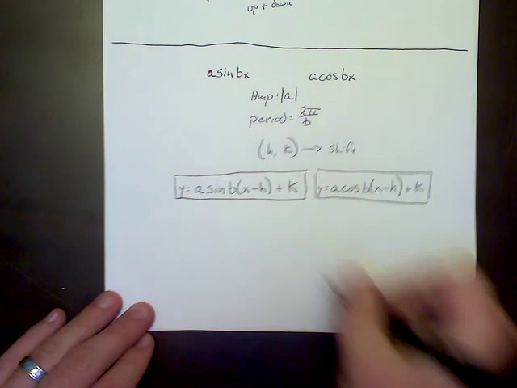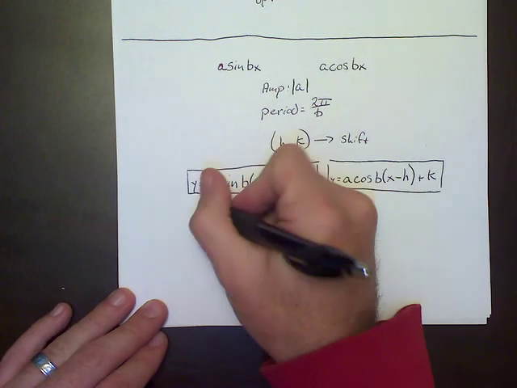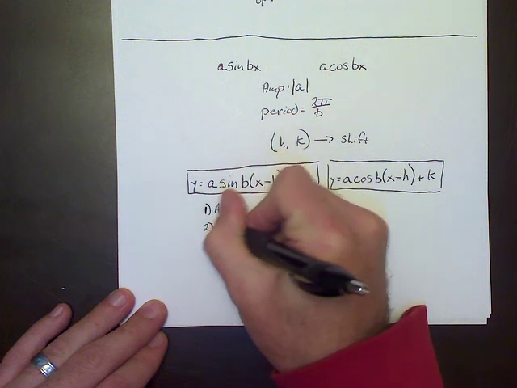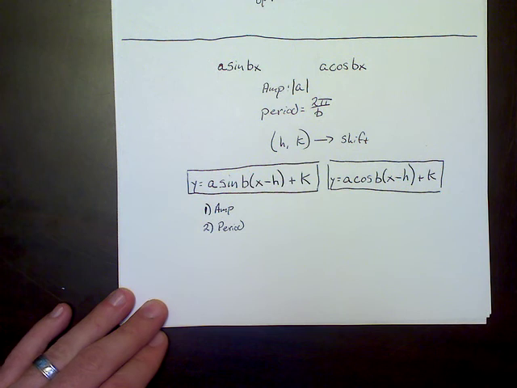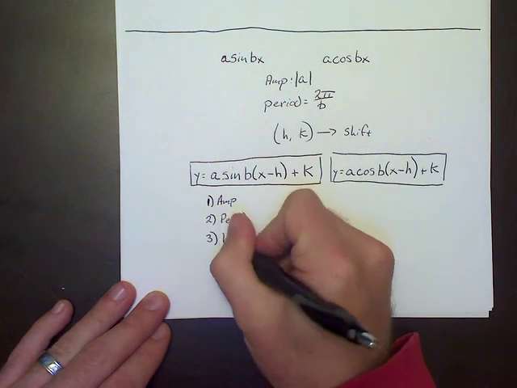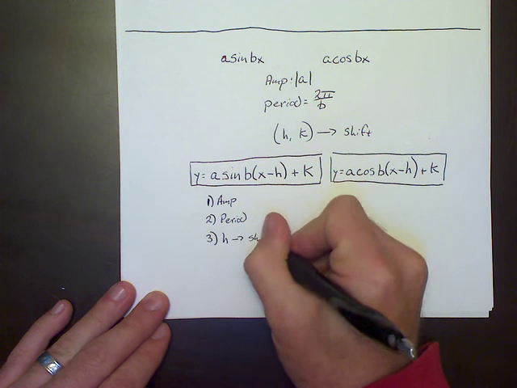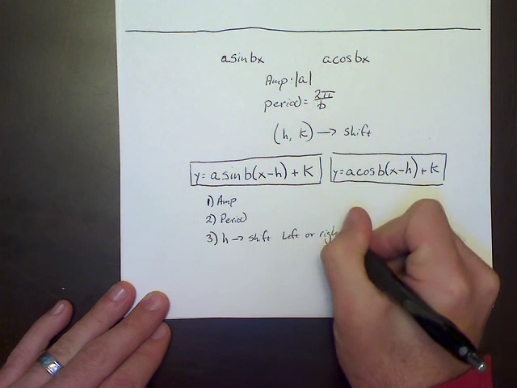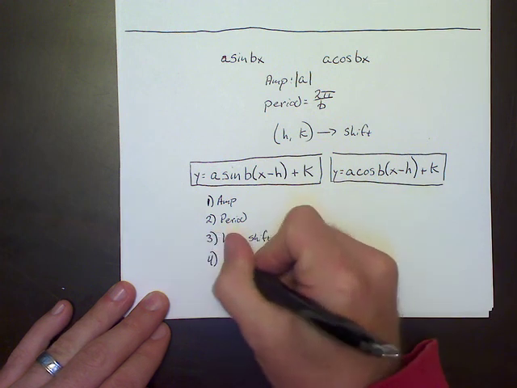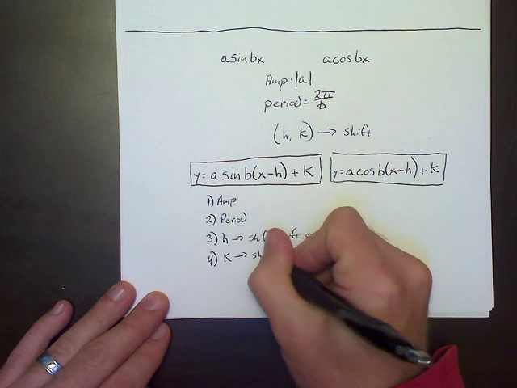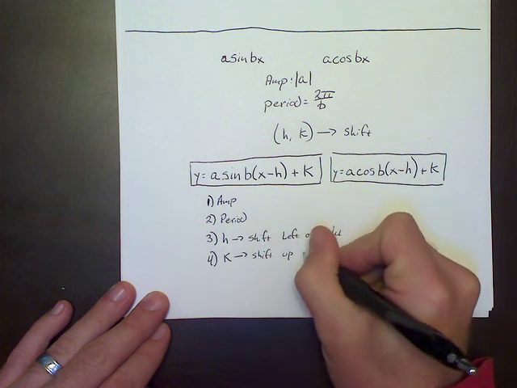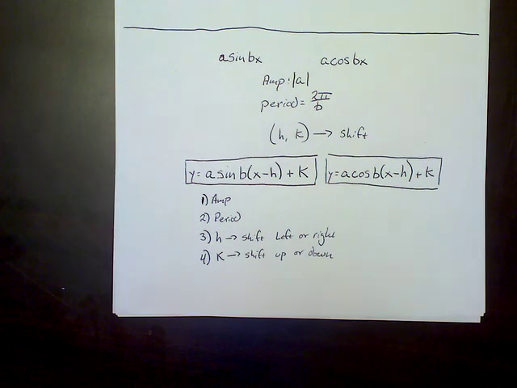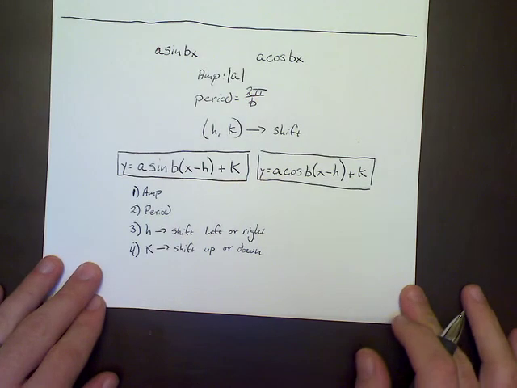So now, in addition to finding the amplitude and the period, you are now going to also need to be able to identify h, which is the shift left or right, and k, which is also a shift, but that's going to be up or down. So you're going to need to be able to identify those four things. Let's take a look at an example.